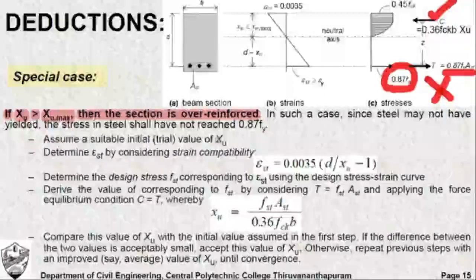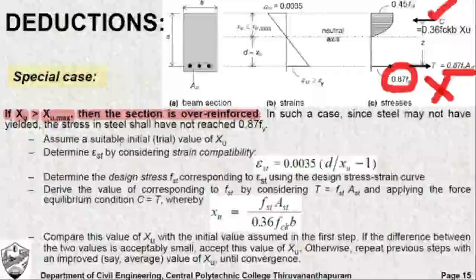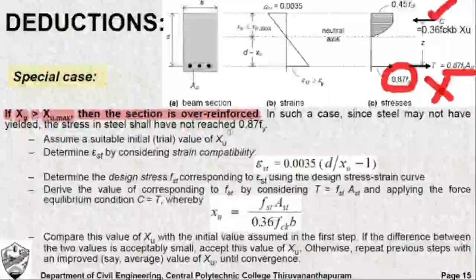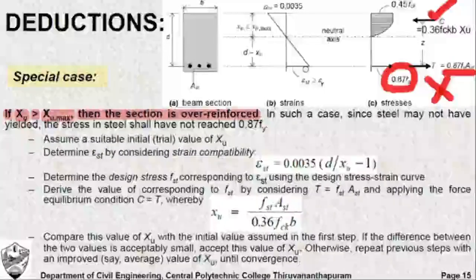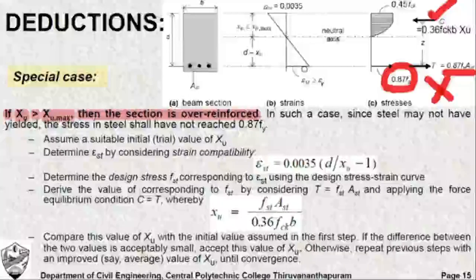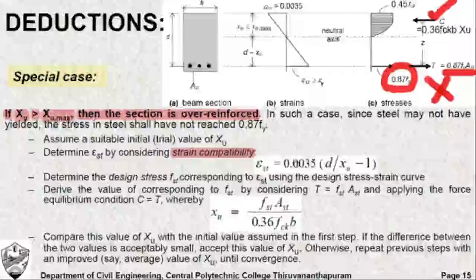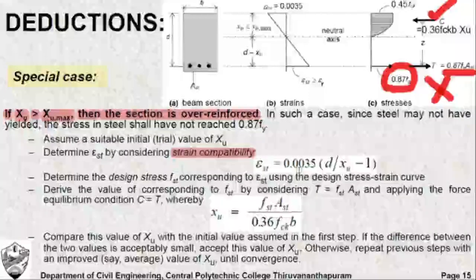Now what should be done to determine the depth of neutral axis here? Initially, a suitable value of XU, or the depth of neutral axis, may be assumed in case of the over reinforced section, and using that value you can determine the strain at the level of steel, epsilon St. We don't know the strain at the level of steel. To find it, use this formula, known as the strain compatibility formula: epsilon St is equal to 0.0035 into (d by XU minus 1).